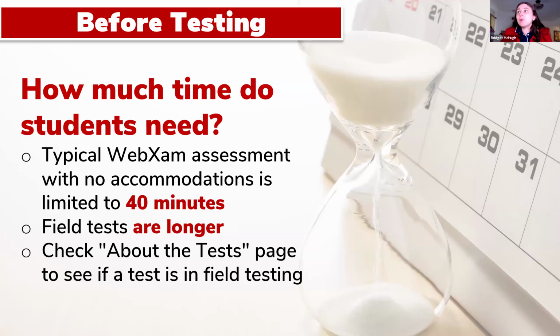And you may be wondering, well, how do I know if something is in field testing? It's right there on the about-the-tests page. It'll say whether or not something is in field testing. Also, since it's now October, with the way the pre-testing window is, if you notice that you didn't have a pre-test available for some courses, it's most likely because it's in field testing, and so we don't have those statistics yet to create the new pretest. So check that page.